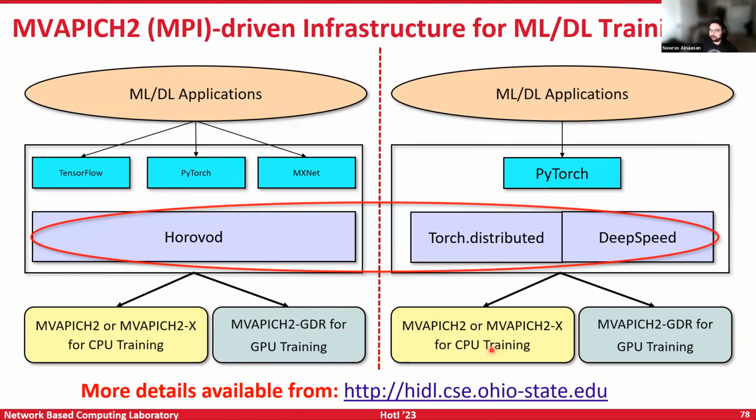This is the MVAPICH2 high performance deep learning stack. It's a software stack that enables efficient data parallel training on HPC systems. At the higher level, we have the ML/DL application. Under it, we have the different DL frameworks like TensorFlow, PyTorch, MXNet. Then we have the distributed DNN training middleware, like Horovod, Torch Distributed and DeepSpeed. These software packages basically implement the distributed DL algorithm. Finally, we have the MPI library, which orchestrates the communication on the HPC system. In this case, we have MVAPICH2 or MVAPICH2-X for CPU-based training, and MVAPICH2-GDR for GPU training. This software stack is available on this website with a user guide on how to install and use it.